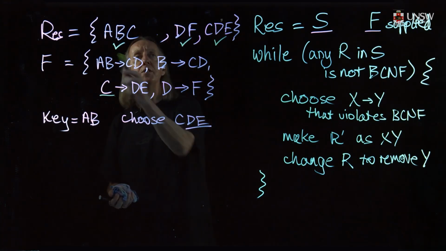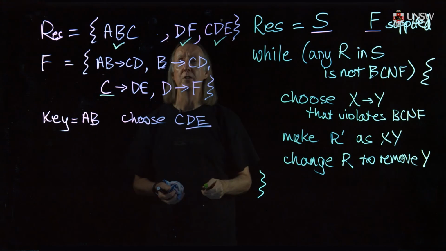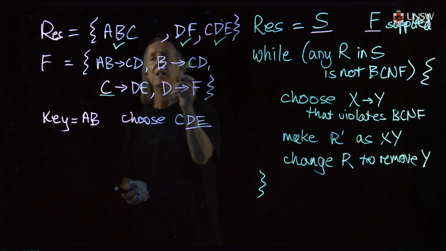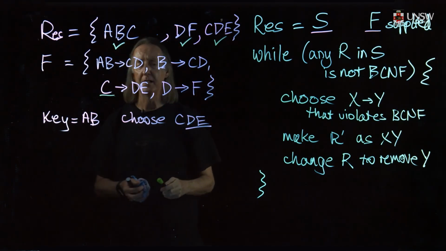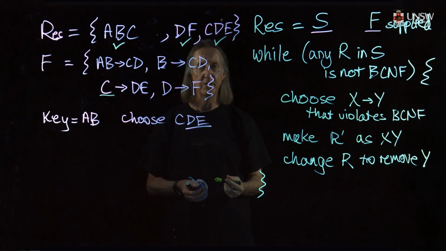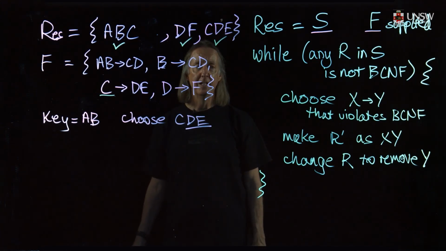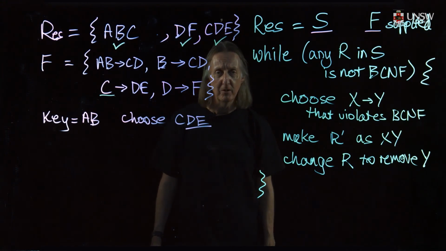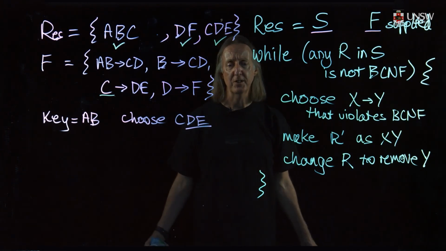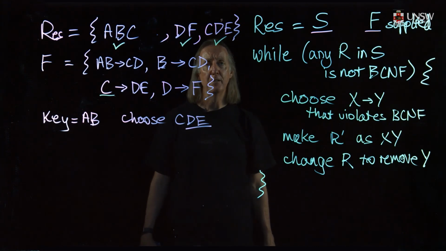So this gives us the BCNF decomposition of our original schema under this set of functional dependencies. So in this case it was a relatively simple decomposition. There are more complicated decompositions that you'll find in the exercises and in the other videos.